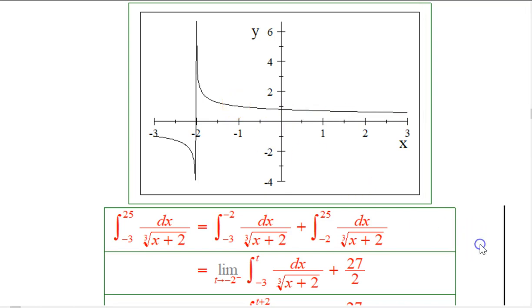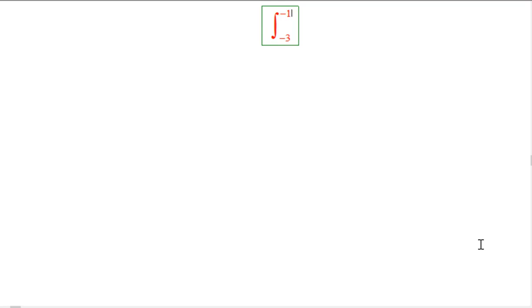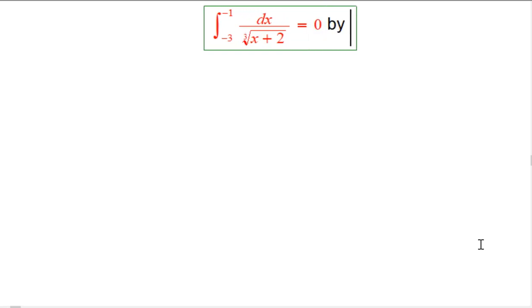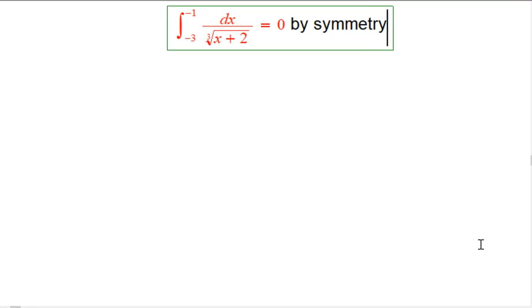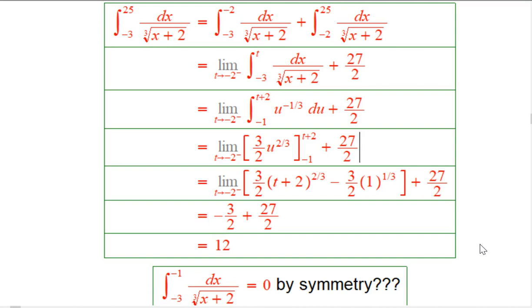But here's what you don't want to do. Suppose I had one more integral, just what looks like it's symmetric there, minus 3 to minus 1 of dx over that cube root of x plus 2. Okay, can I say it's 0 just by symmetry, done? It's really lovely when you can do that, because you don't even need to know the antiderivative, you don't have to do any u subs or anything like that. But in this case, that is very, very dangerous. Here, it happens to give the right answer.